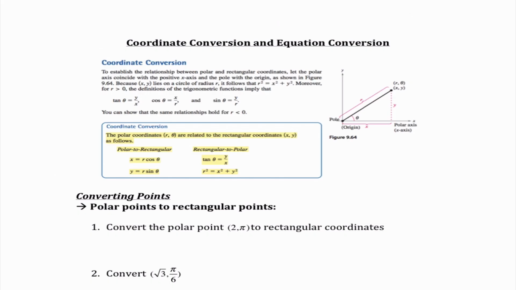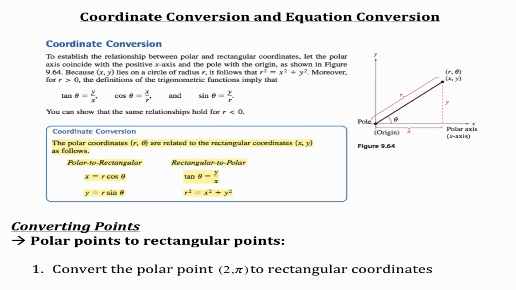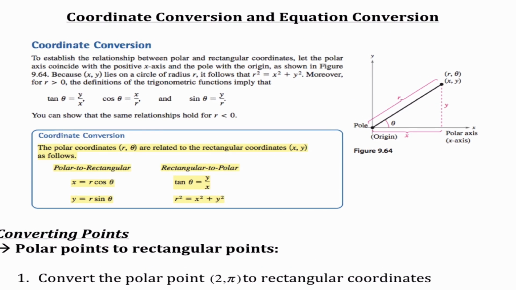So now that we've seen how to plot polar ordered pairs, we're going to go ahead and actually learn how do we convert them from the rectangular coordinates into polar and vice versa. So in order to establish the relationship between polar and rectangular coordinates, we're going to let the polar axis coincide with the positive x-axis and the pole with the origin as shown in this figure over here. Because xy lies on a radius r, it follows that r squared is equal to x squared plus y squared, because this would be the Pythagorean theorem.